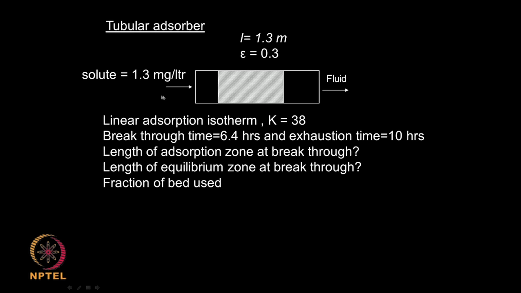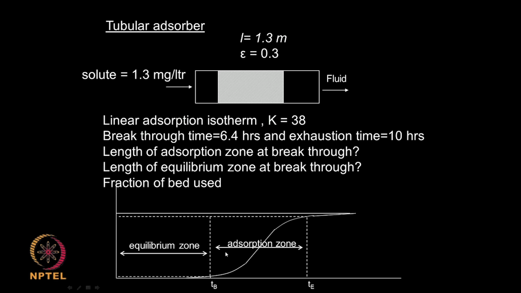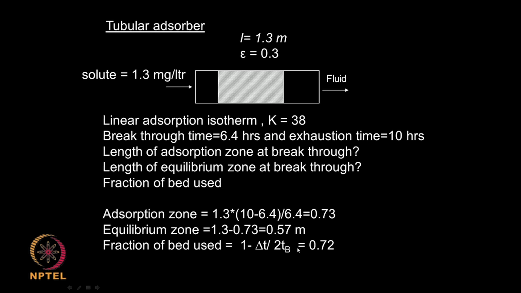So, solute is coming at 1.3 mg per liter, length is so much, epsilon is so much, fluid is coming out, K is given by 38, breakthrough time is 6.4 hours, exhaustion time is 10. So, theta, this fraction of the bed, is given by 1 minus (10 minus 6.4) divided by 2 times 6.4. So, the fraction of the bed used is 72%. So, 72% of the bed is totally consumed when the breakthrough happens.